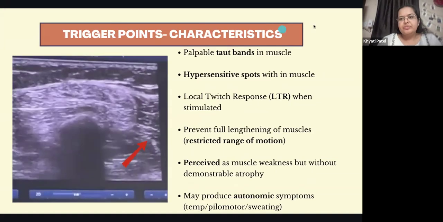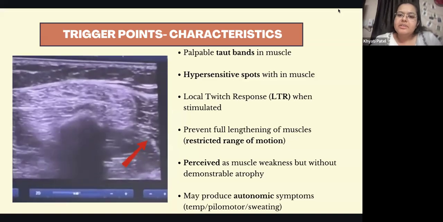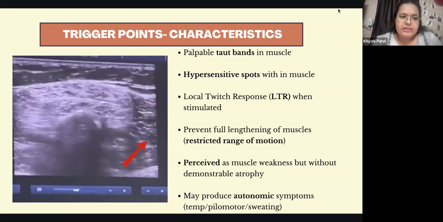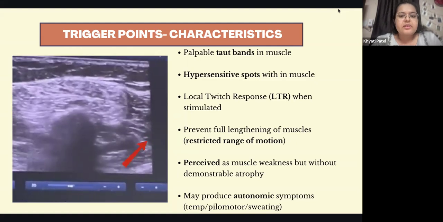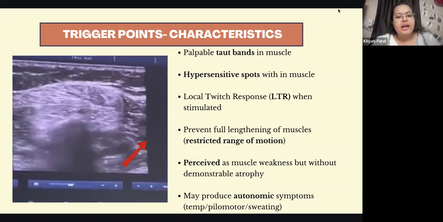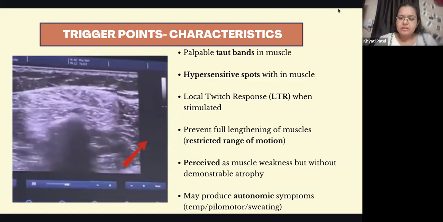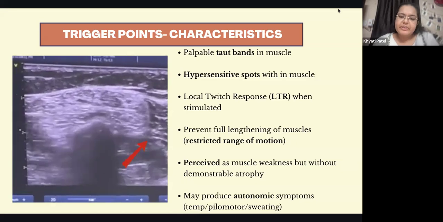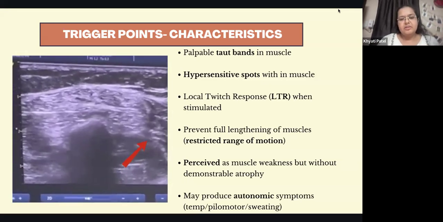Now, what are the characteristics of trigger point? So you will feel a tight band in a muscle, a hypersensitive spot. In this video, the red arrow is showing a local twitch response when a needle is being inserted into the muscle, which is called local twitch response. These trigger points prevent full lengthening of the muscle, which will be seen as restricted range of motion and also as perceived muscle weakness. So there won't be any demonstrable atrophy, but patient will say he or she feels some weakness. And trigger points can also produce autonomic symptoms like temperature changes, pilomotor, and sweating, and other similar autonomic symptoms.